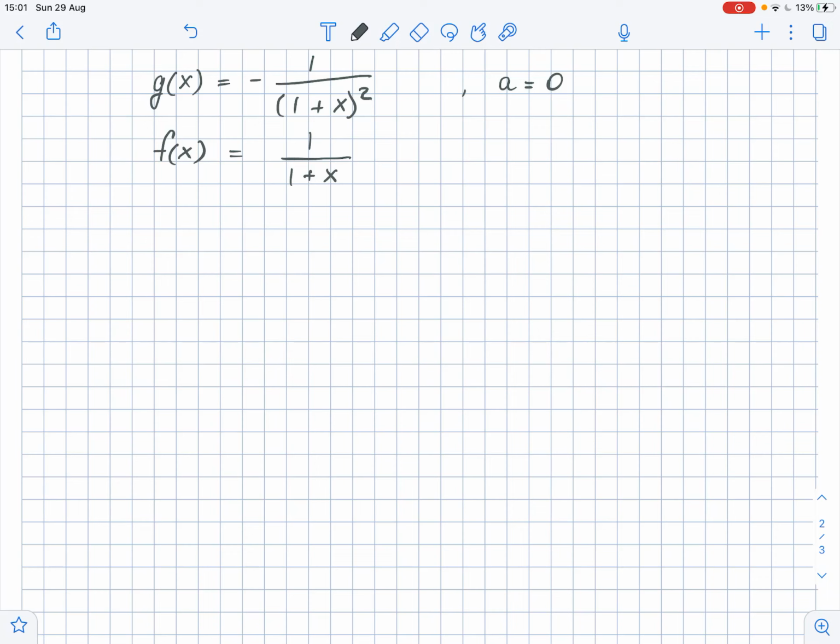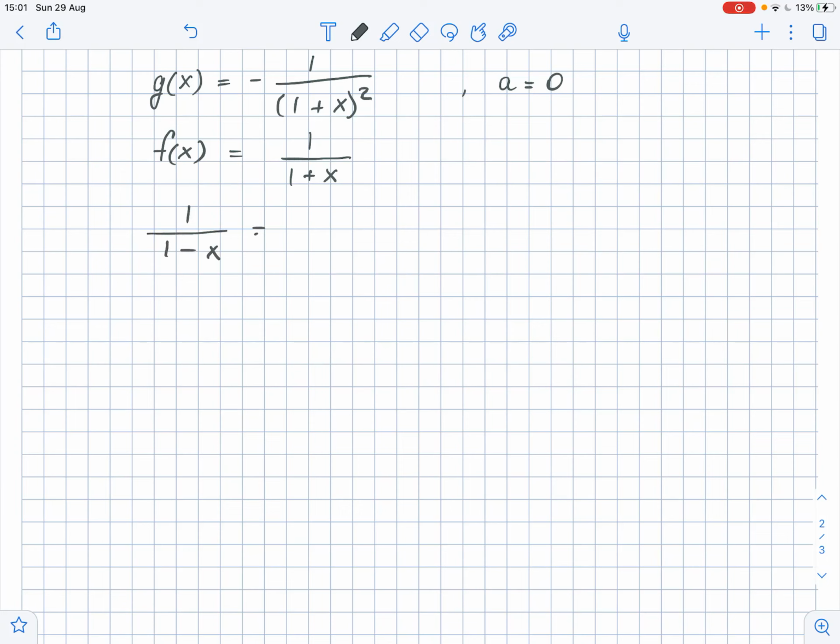So we need to find the power series representation for g centered at 0 by differentiating or integrating the power series for f. We also need to give the interval of convergence for the resulting series. Let's start by working with f of x. We have to find the power series of g of x by differentiating or integrating f of x.